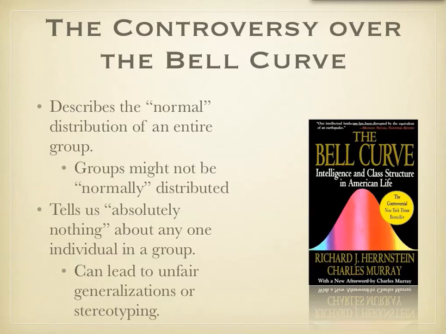There may be a likelihood one way or another of how they might have scored, but there's no definitive way. And because of that, the bell curve can actually be quite oppressive. If you're not a typical member of a group, if you're an outlier one way or another, there could be a stereotype or a generalization that would be unfair.